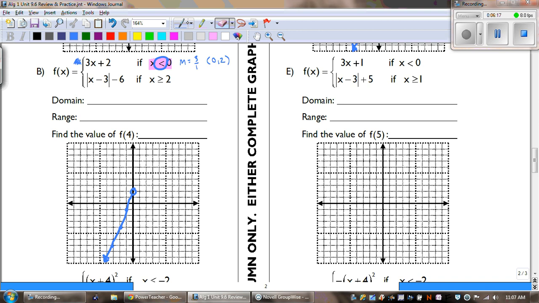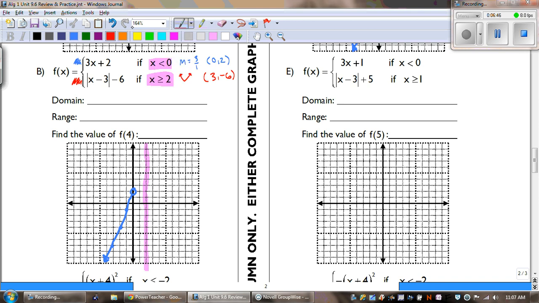Let's do the same thing with our next graph. This is an absolute value. There's no reflection, so that means it's going up. And our vertex is the point 3, negative 6. This time we have to pay attention to 2. So I'm going to draw my line at 2.